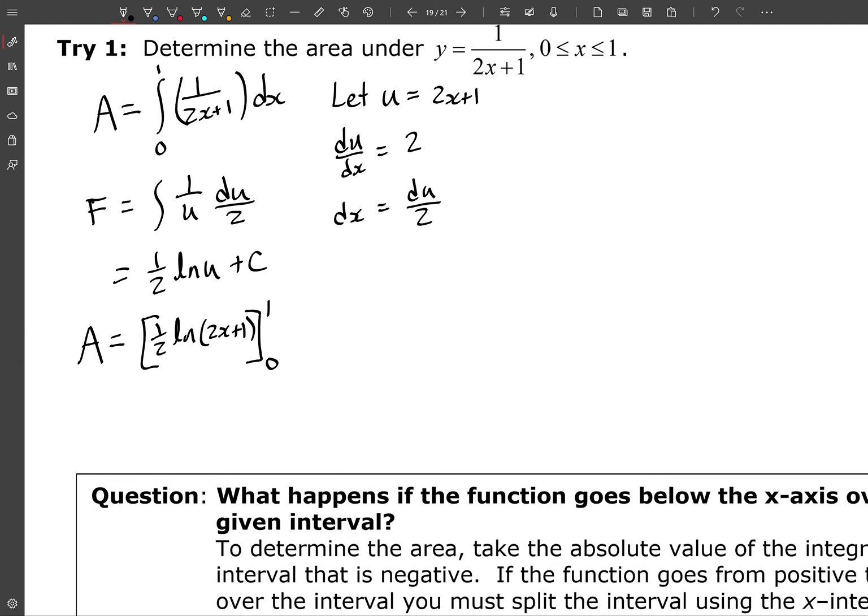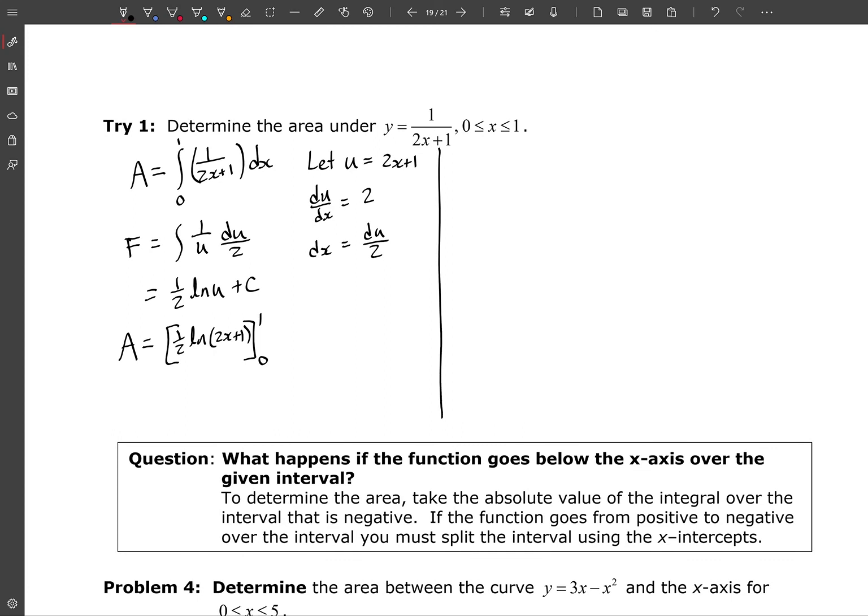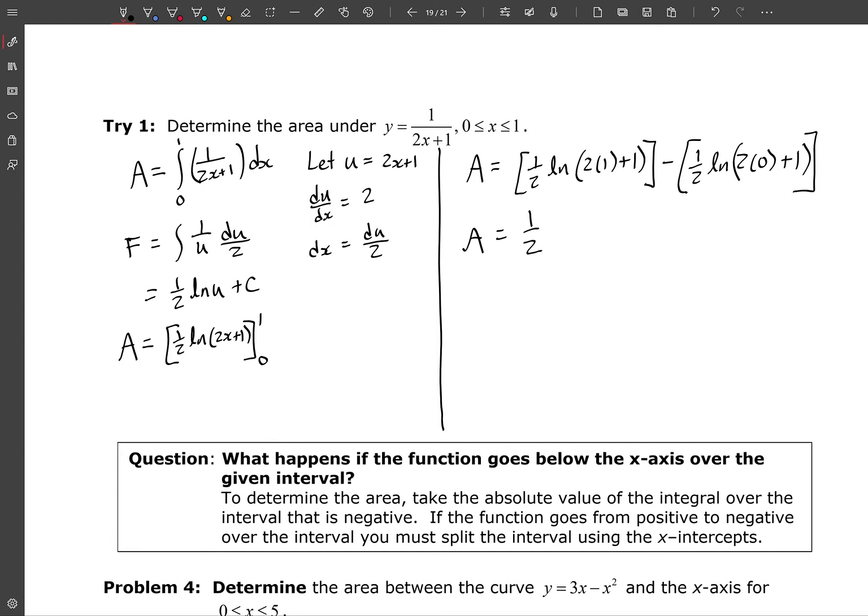Alright, let's continue from here. Now that we've got our area from 0 to 1, we can say that area is equal to 1/2 natural log of 2 times 1 plus 1 minus 1/2 natural log of 2 times 0 plus 1. I'm going to factor that 1/2 out of both terms, giving natural log of 3 minus natural log of 1.